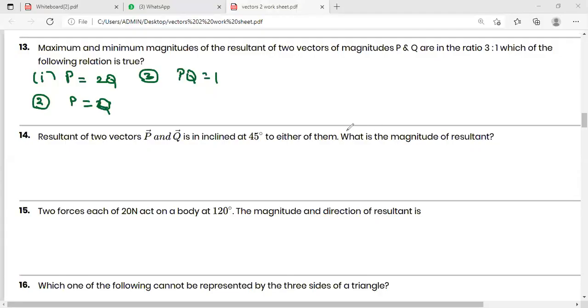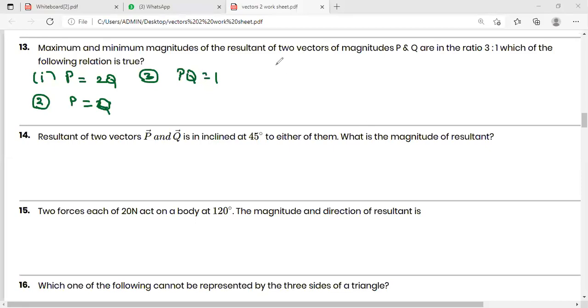Question number 13. The maximum and minimum magnitudes of the resultant of two vectors of magnitudes P and Q are in the ratio 3:1. Two vectors are given whose magnitudes are in the ratio 3:1. Now, the maximum and minimum values of the resultant are P plus Q and P minus Q. Maximum value of the resultant is P plus Q. Minimum value of the resultant is P minus Q. And which of the following relations is true there?